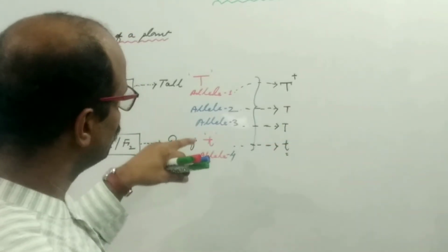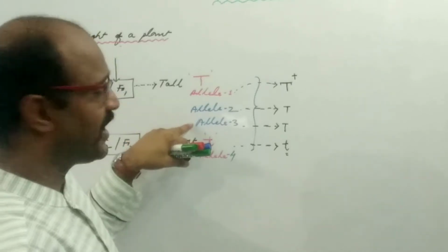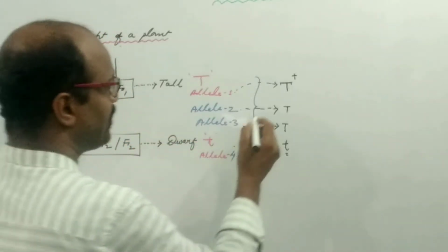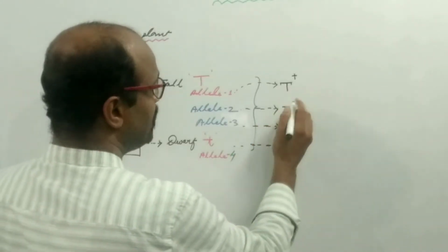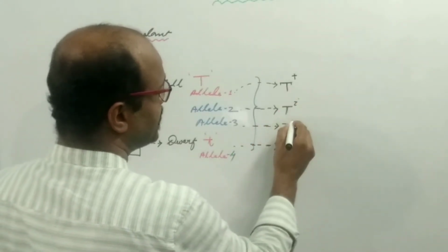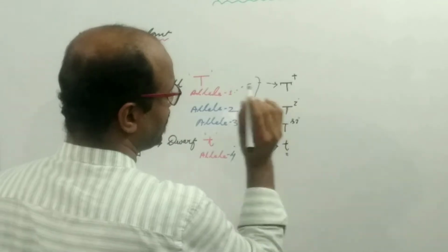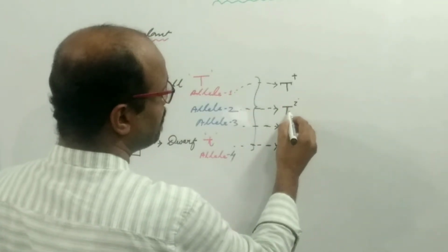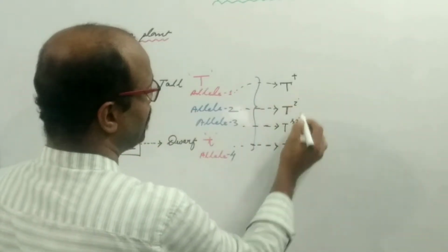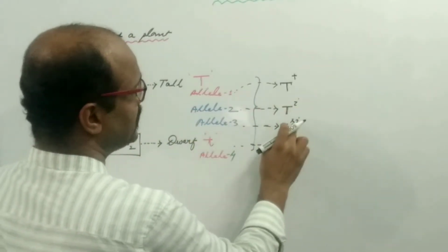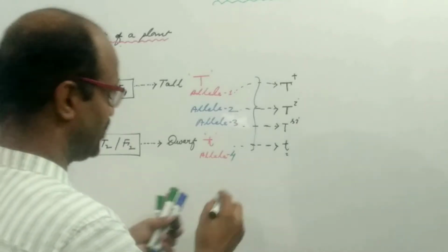Now we have two more alleles, 2 and 3. So I represent here allele 2. Suppose that this is the logical example, Ti and Tsi. What is the meaning? Suppose that Ti means T for gene, I means intermediate, and Tsi means T for gene, Si means sub-intermediate.